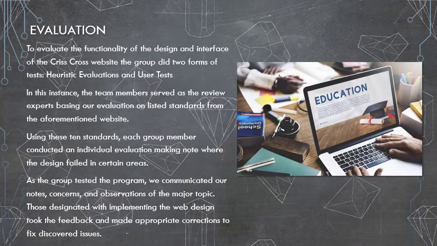In our evaluation, to evaluate the functionality of the design and interface of the Criss Cross website, we did two forms of test, heuristic evaluations and user tests. In this instance, the team members served as the review experts, basing our evaluation on listed standards from the aforementioned websites. And using these 10 standards, each group member conducted an individual evaluation, making note where the design failed in certain areas. As the group tested the program, we communicated our notes, concerns, and observations of the major topics, and those designated with implementing the web design took the feedback and made appropriate corrections to fix the issues that we found.